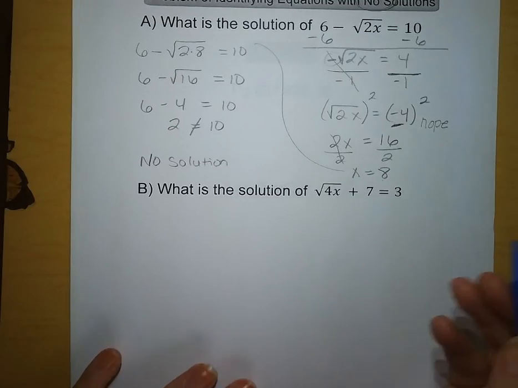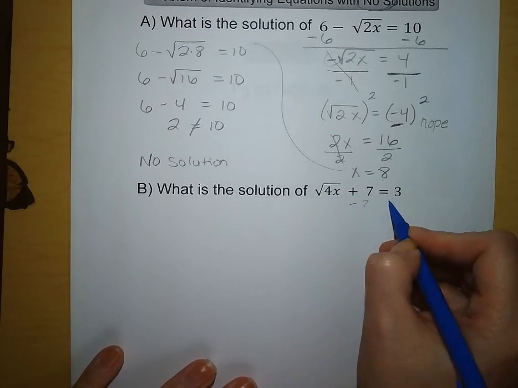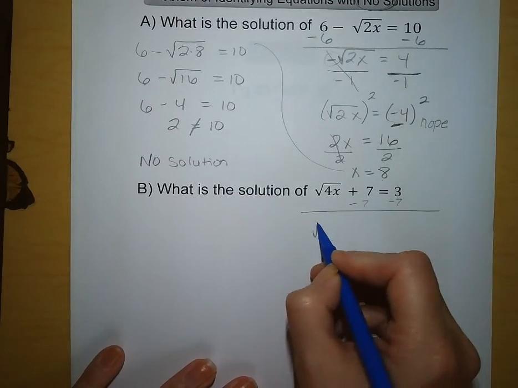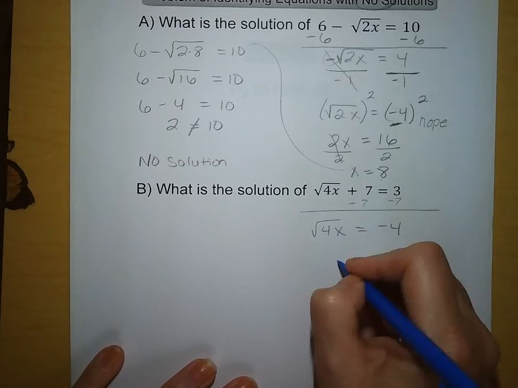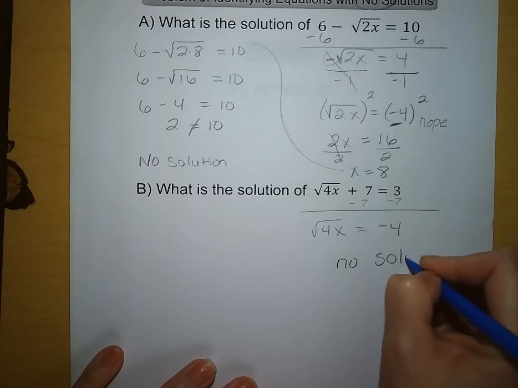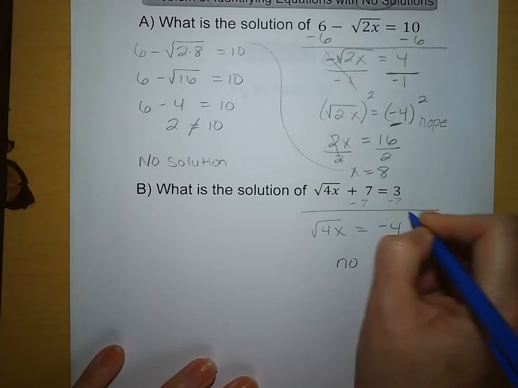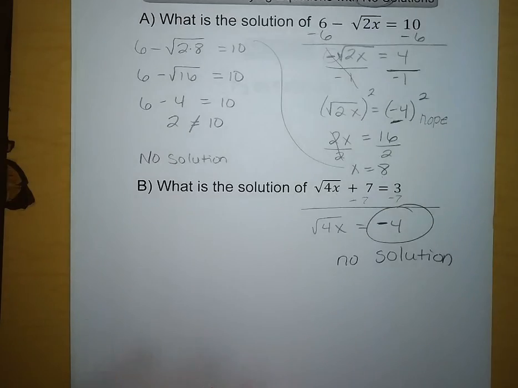All right, so next up, we've got the square root of 4x plus 7 is equal to 3. Square root of 4x equals negative 4. So right there, we can see no solution.